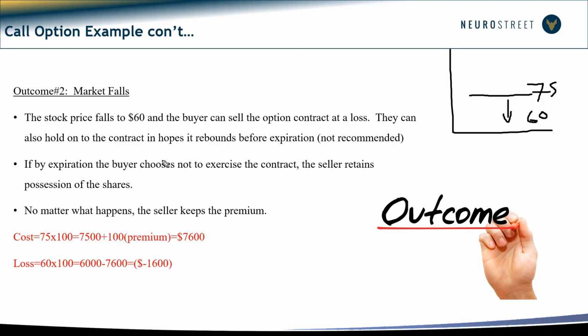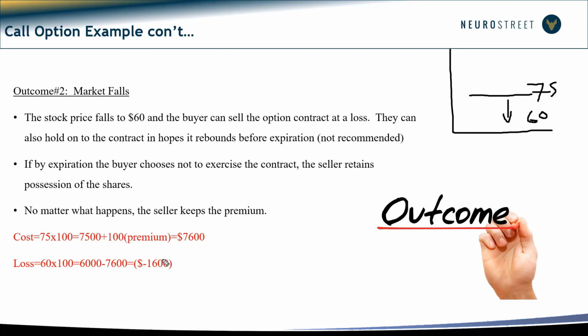They can also hold on to the contract in hopes it rebounds before expiration. Not recommended. This is not something we do. If by expiration the buyer chooses not to exercise the contract, the seller retains possession of the shares. No matter what happens, the seller keeps the premium.